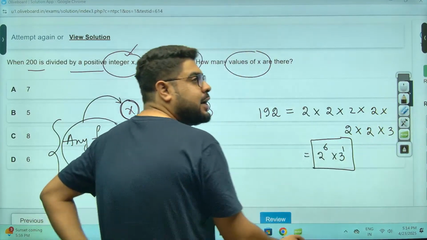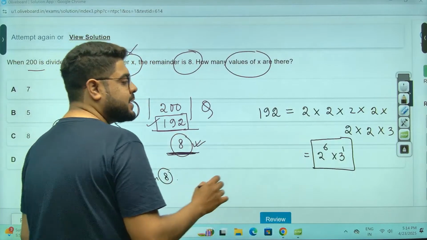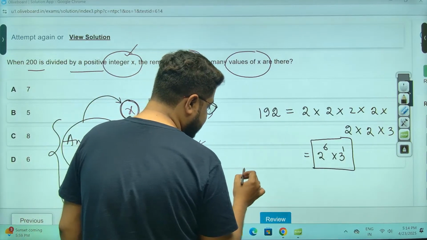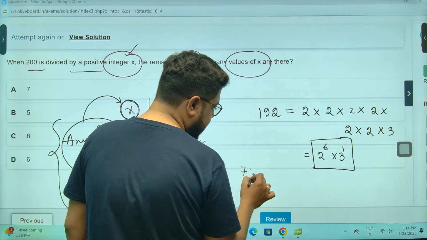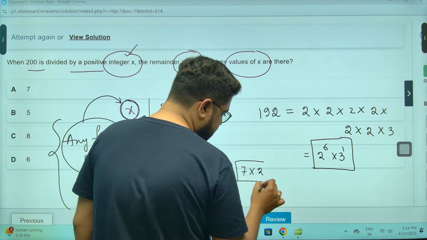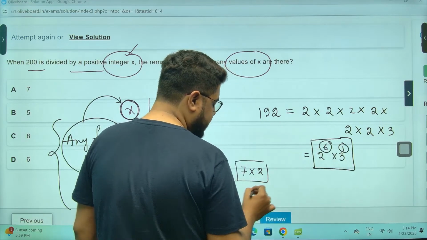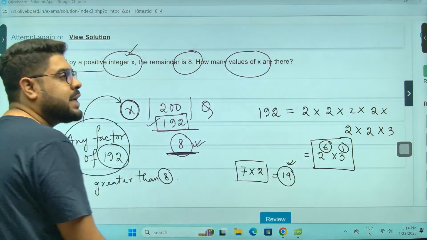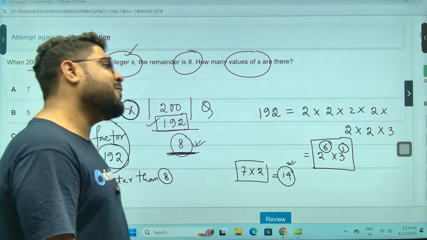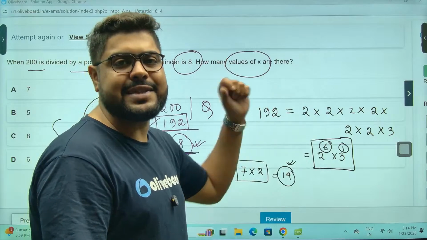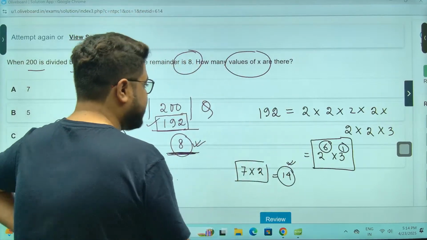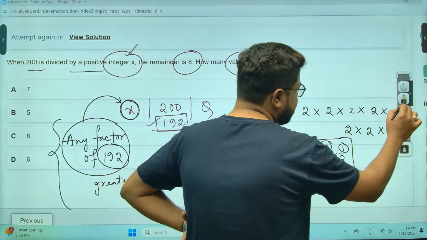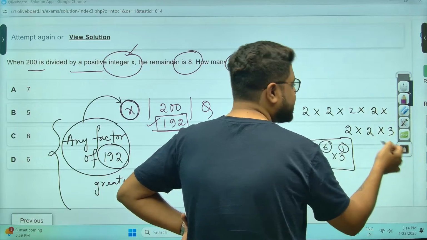Now, what I'll do? Total number of factors will be, sir, 7 into 2. Right? 6 plus 1 into 1 plus 1. So that is 14. Out of these 14 factors, can anyone tell me how many factors will be less than 8? You see, that much we have to do manually, because there is no other way.